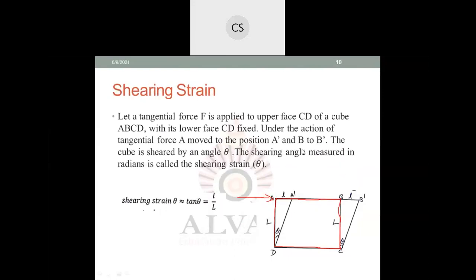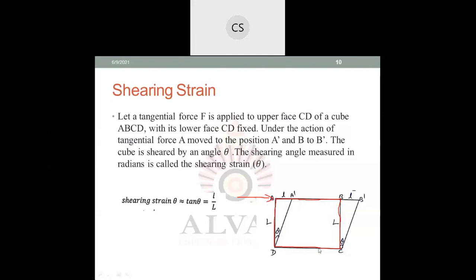Coming to shearing strain, let us consider a body. A shearing force is applied on the top surface. Let us say the bottom surface is fixed. Then when you apply the tangential force to the top surface, the body deforms. Point A displaces to A dash, B displaces to B dash. The cubical body is sheared by an angle theta. Bottom remains the same, but the top is sheared with respect to the bottom.